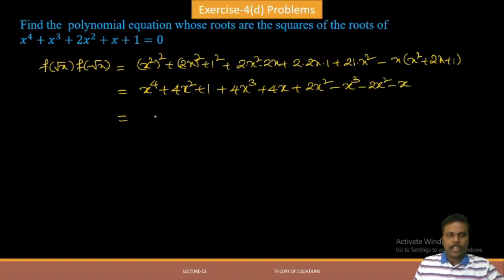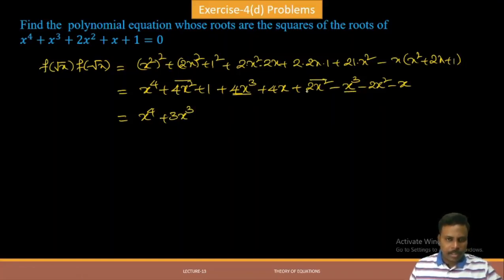Now let us regroup the terms, like terms. X to the power 4, there is only one term. X cube terms, how many are there? 4. I will write it directly. 4x cube minus x cube, that is 3x cube. X square terms, 4x square plus 2x square, that is 6x square minus 2x square, so that becomes 4x square only.